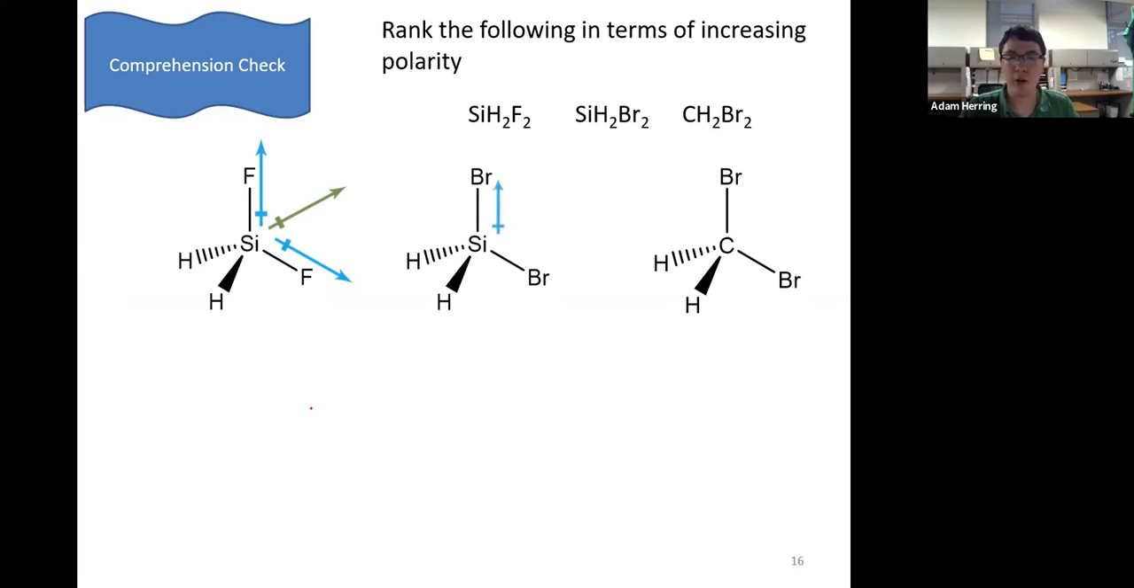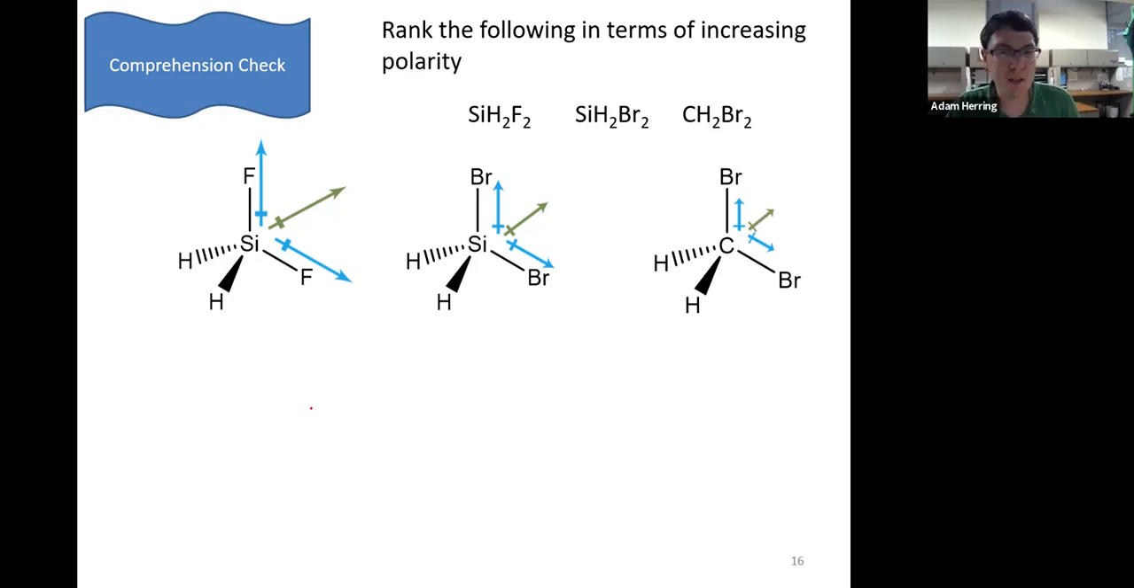For the middle molecule, we have weaker bond dipoles. The reason for this is because the difference in electronegativity between silicon and bromine is smaller than for silicon to fluorine. And so our resulting net dipole on the molecule is smaller. For the carbon containing molecule, we see that the bond dipoles here are even smaller. And the reason for that is because the difference in electronegativity between carbon and bromine is smaller than for silicon to bromine. And so its resulting molecular dipole is even smaller.